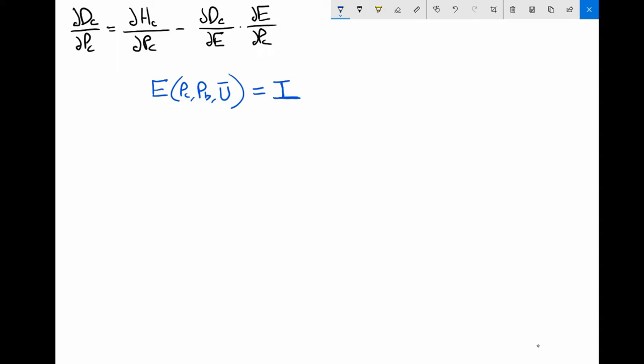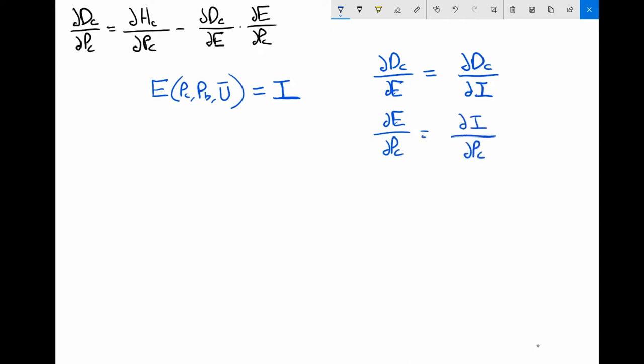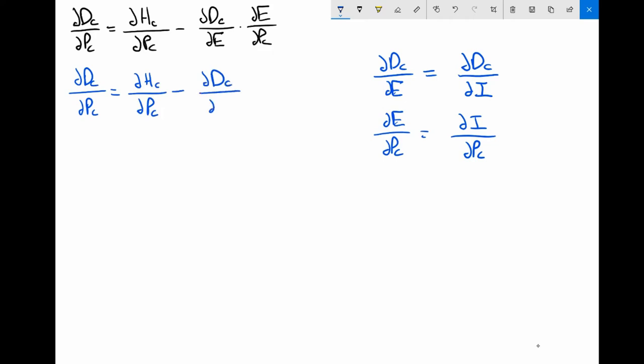Okay, so then I could rewrite this as this. I'm going to rewrite the derivative of the demand for coffee with respect to income, and I can rewrite this as the derivative of income with respect to price. I'm going to rewrite this equation now. We're starting to get a clearer picture of how the second term here is the income effect: the change in demand given a change in income, times the change in income given a change in price.